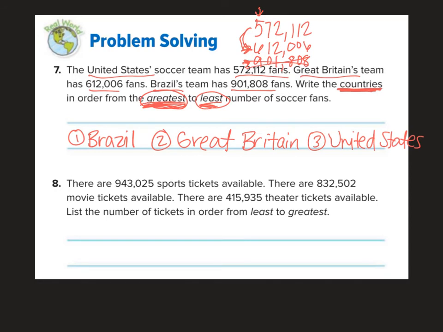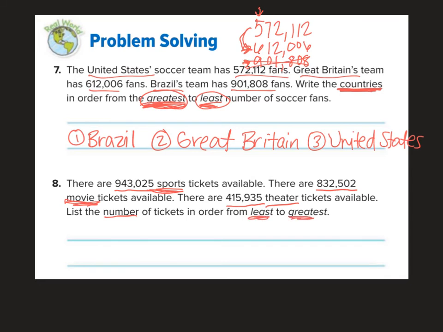All right, anyways, here's the next problem, number 8. There are 943,025 sports tickets available. So these are the available ones. There are 832,502 movie tickets. Oh, so we should be doing sports. This is for movie. And there are 415,935 theater tickets available. List the number of tickets. So this one we're listing numbers in order from least to greatest.